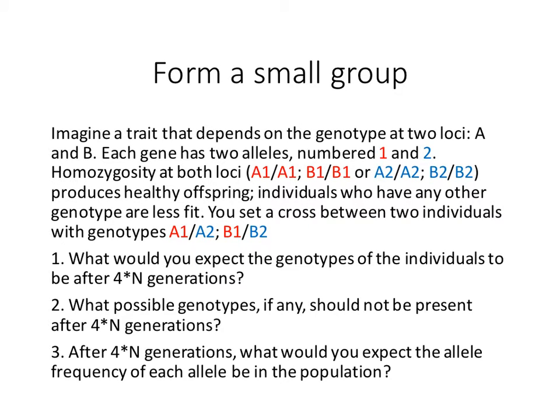Just like this plant example, imagine that you've got a trait that depends on 2 loci. We call them gene A and gene B. And just like that plant example, there are 2 alleles. We'll call them the red allele and the blue allele, allele 1 and allele 2. In either of these 2 situations, with either of those 2 genotypes, you get healthy offspring. So you have to have homozygosity for the red alleles at both genes to be healthy, or you have to be blue and blue at the 2 loci to be healthy. If you don't, then your fitness suffers. You have fewer kids.